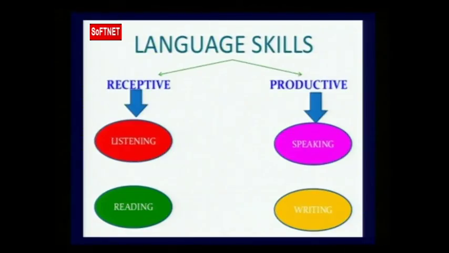Now, if we check to see language, I have divided it into 2 aspects, that is receptive skills and productive skills. What is the meaning of receptive skills? Receptive is you receive them. For example, the listening skill. When you listen, you are only receiving the sounds said by the speaker. So therefore, listening is receptive.